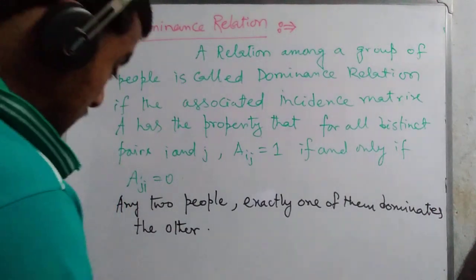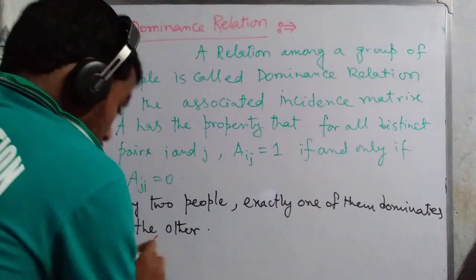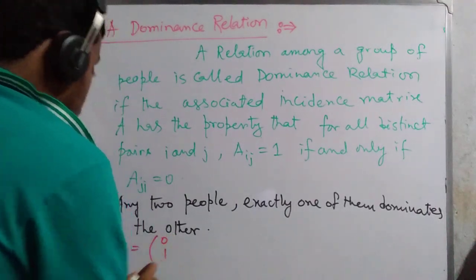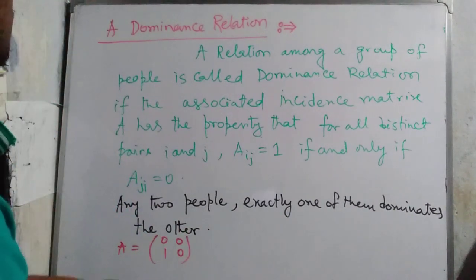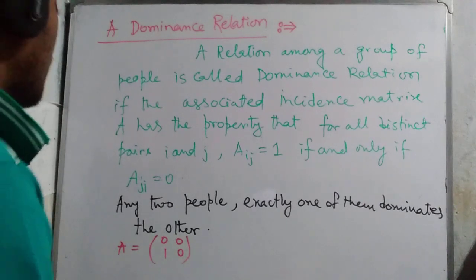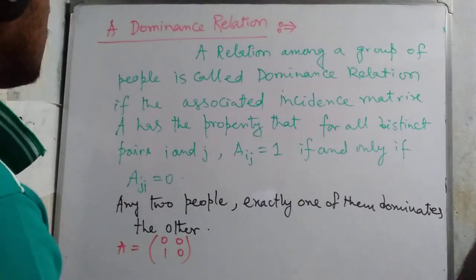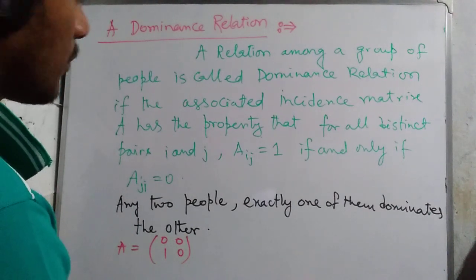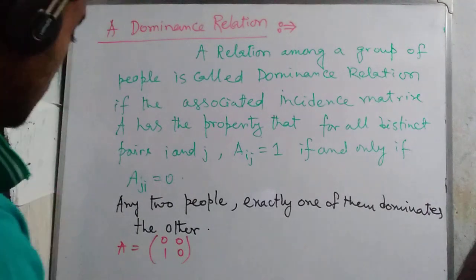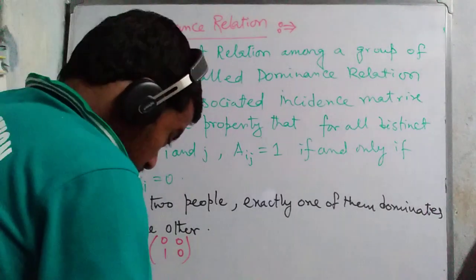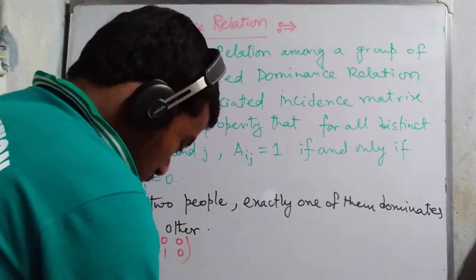We now also discuss one example in this way. A equal to 0 1, 0 0. This is a dominance relation because the diagonal entries are 0, not a problem at all. And obviously here 1 sends a message to 2 but 2 does not send a message to 1. Then this is a dominance relation, understood.